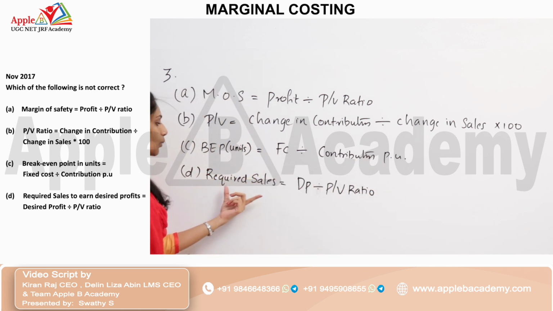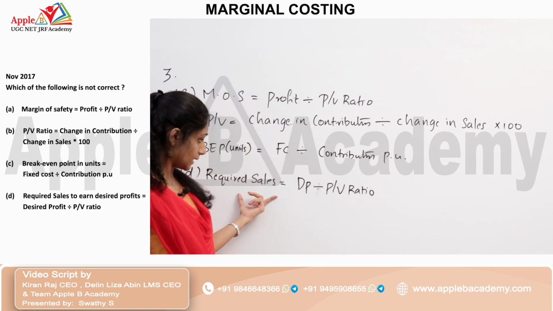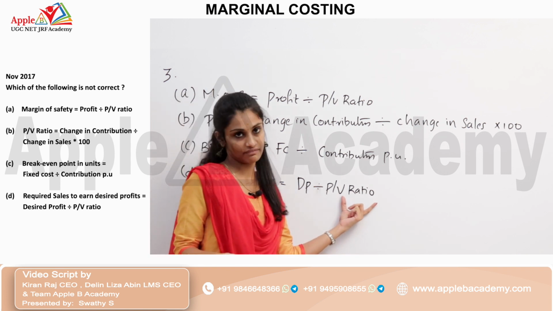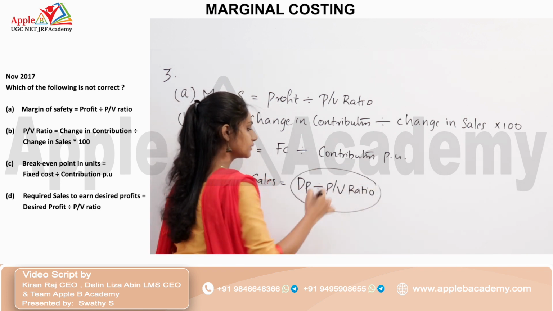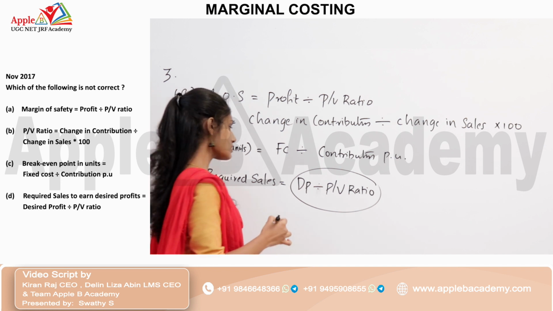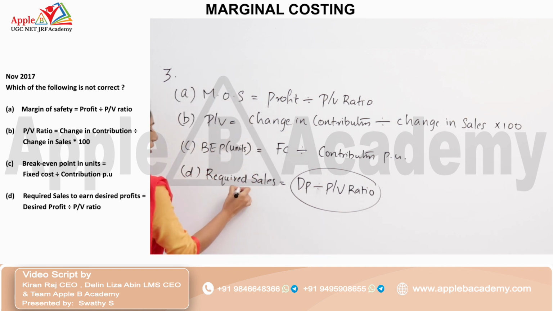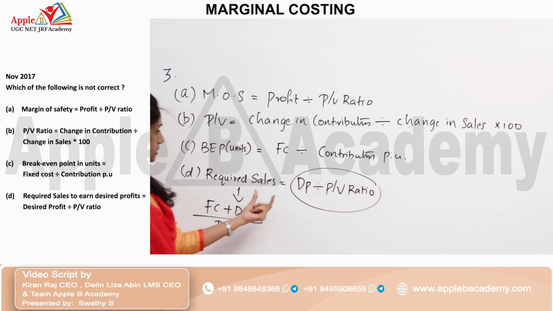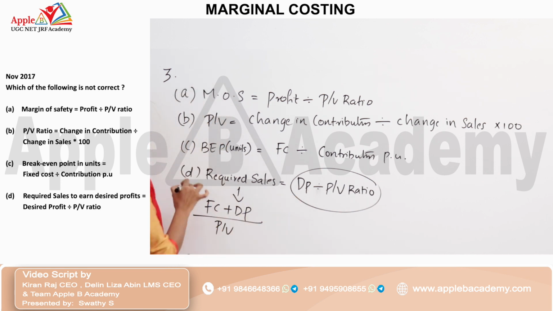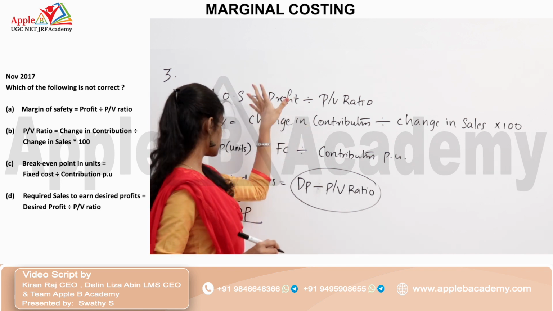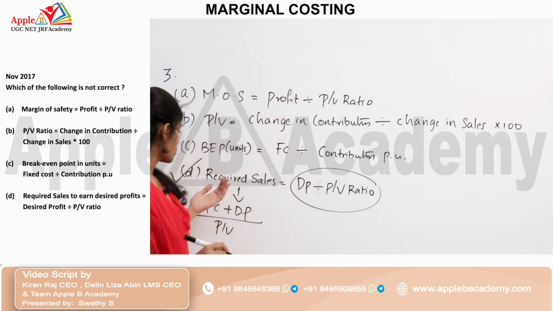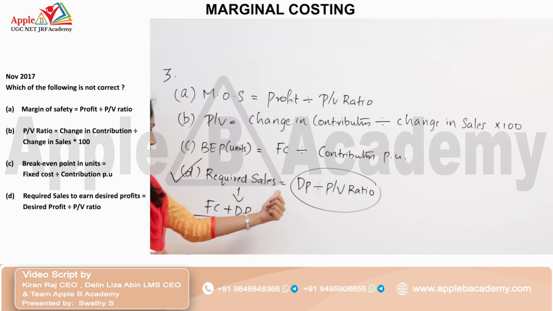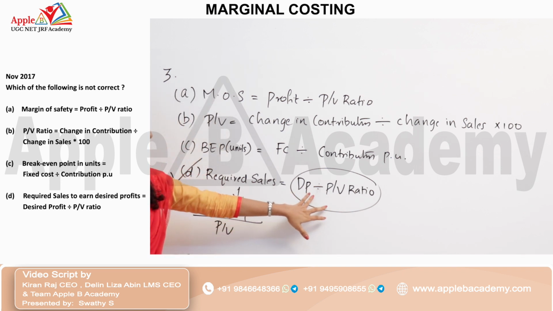And finally, coming to required sales to earn profit, desired profit divided by PV ratio. What about this equation? This equation is wrong, because in order to find required sales, what you have to use? Fixed cost plus desired profit divided by PV ratio. So, this fixed cost is not here. So, the correct option for this question will be option D. All the other options are correct. Okay. So, the correct option is option D, because fixed cost is not actually included in this option.